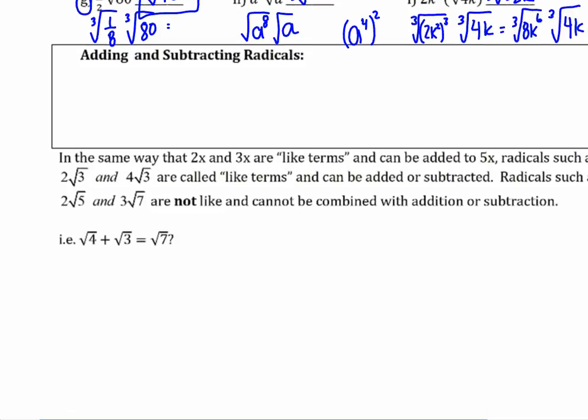Adding and subtracting radicals. If you have, in layman's terms again, the same radicand. You have to know what a radicand is. What is a radicand?